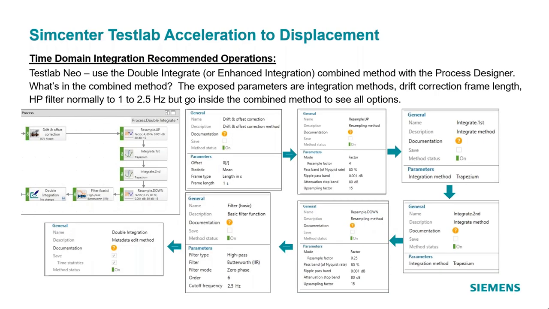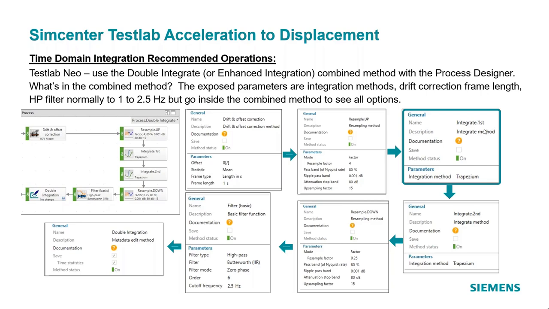So if I double click inside that method, these are all the steps inside the double integration method. Basically, we're going to do a drift and offset correction, and I show you the settings that can be set there. Then we're going to do an upsample. In the Neo, we don't need to tell it the sample frequency. We can actually also use a resampling factor. So here I can upsample by a factor of 4. That's something traditional TestLab doesn't have. You have to tell us the sample frequency. So it's nice in Neo that we can set it to be an upsample factor of 4.